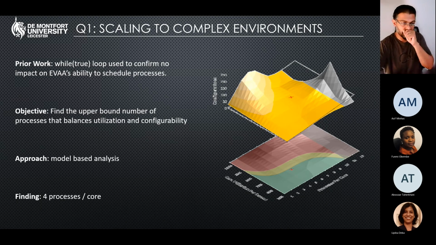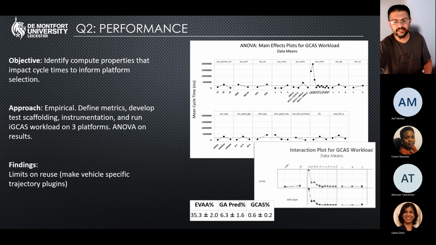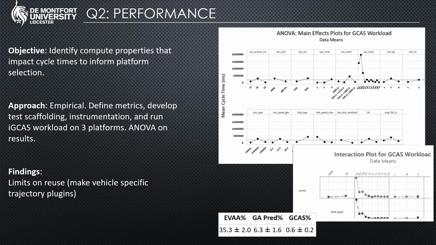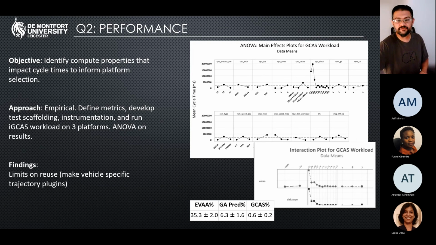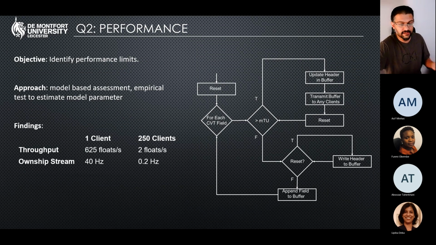So anyway, our finding was 4 processes per core. NASA more recently actually found the same thing. As far as performance, obviously CPU has the highest impact on performance, but only to a point. So the question of reuse, being able to reuse plugins, is limited. You're going to want vehicle-specific plugins. We looked at the telemetry stream. It's suitable for research, not so much swarming or very fast aircraft.